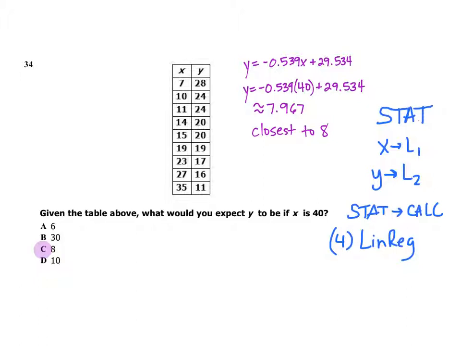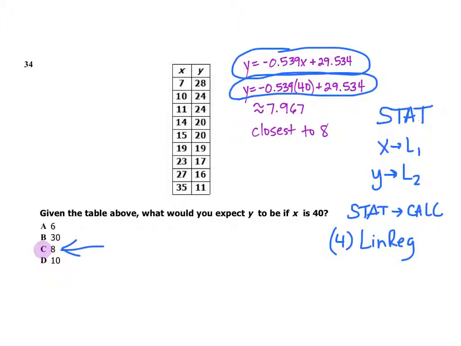So then you're going to write down your equation. My equation, when I wrote it down, is right here, the top one. And then I plugged in my X value and rounded off my answer. When I got my Y value for a value of X of 40, I got approximately 8.